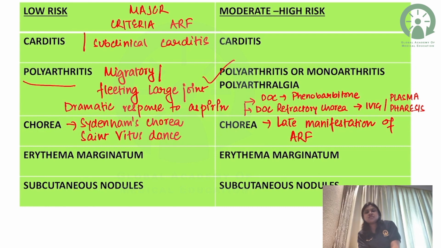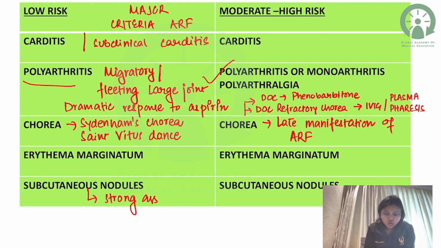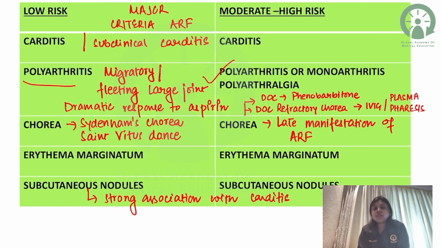Next, the skin manifestations: erythema marginatum and subcutaneous nodules. Remember, subcutaneous nodules have a very strong association with carditis. So suppose you are having a child with subcutaneous nodules, you can jolly well say without even echocardiography that you are going to get carditis. So this is all about the major criteria in case of acute rheumatic fever.